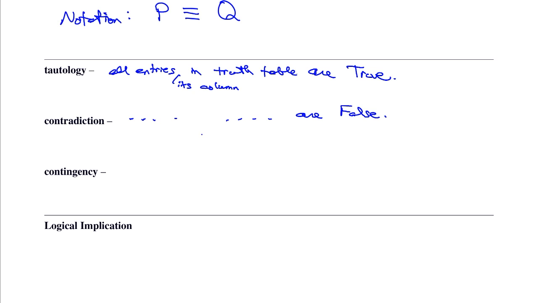And then contingency is mixed. It's at least one true and one false. And that's the only thing that can happen. Either they're all true, they're all false, or there's a mixture of them. That's it. Everything we've done so far has been what?